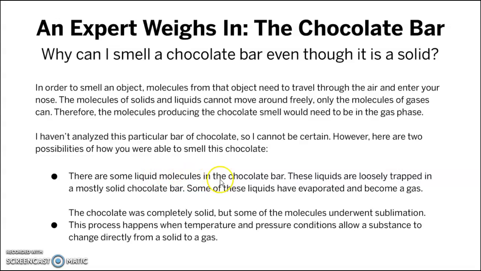One, there are some liquid molecules in the chocolate bar, and these liquids are loosely trapped in a mostly solid chocolate bar, and some of these liquids have evaporated to become a gas. The other option is the chocolate was completely solid, but some of the molecules underwent sublimation. Remember, going straight from a solid to a gas. This process happens when temperature and pressure allows a substance to change directly from a solid to a gas.